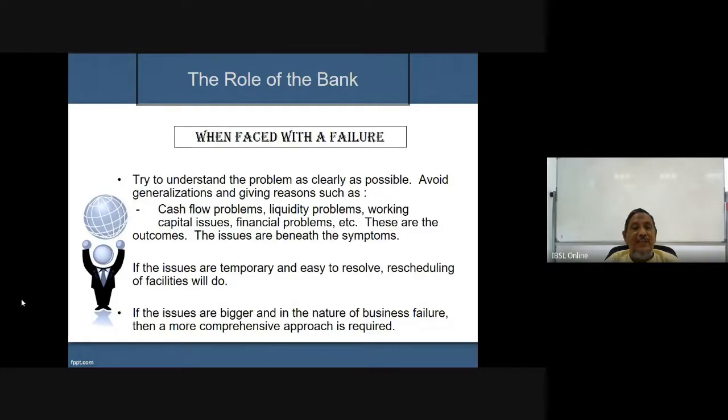Avoid generalization and giving reasons such as cash flow problems, liquidity problems, working capital issues, financial problems, etc. These are outcomes. The issues are beneath the symptoms.